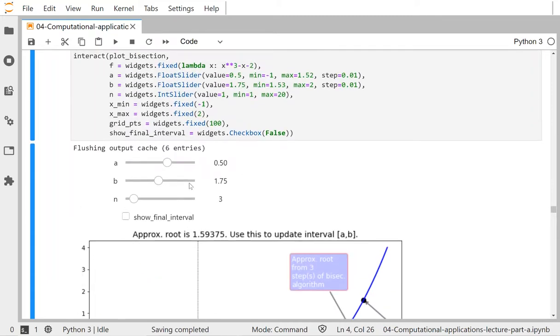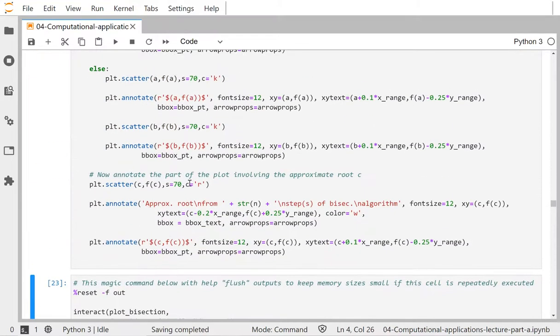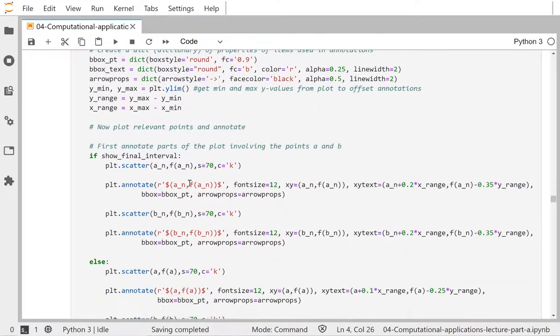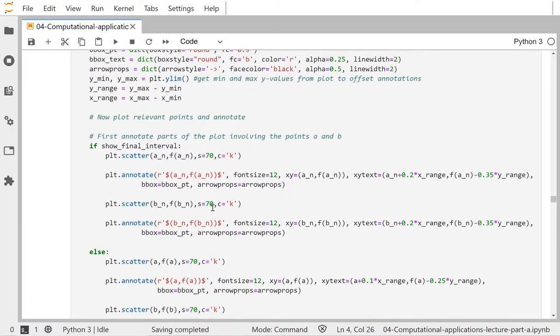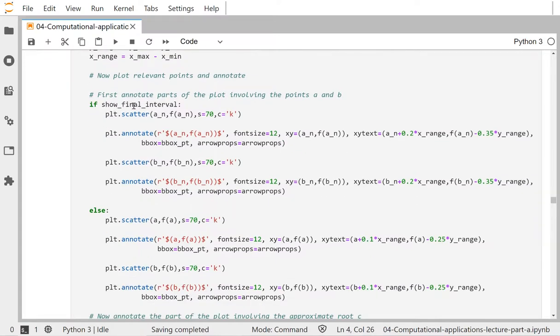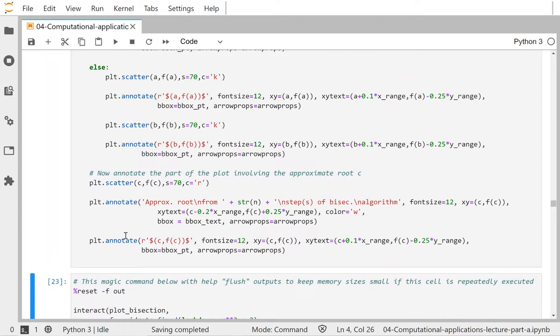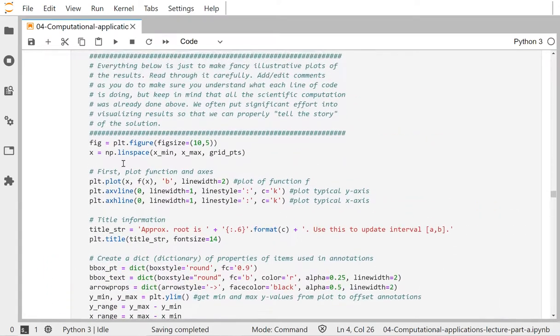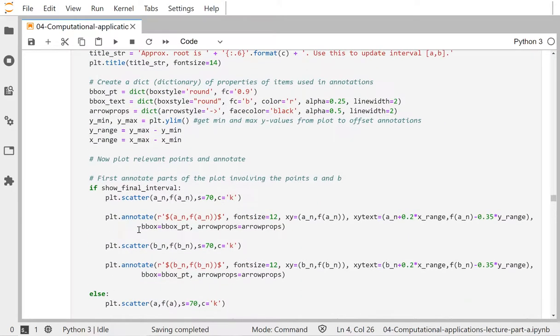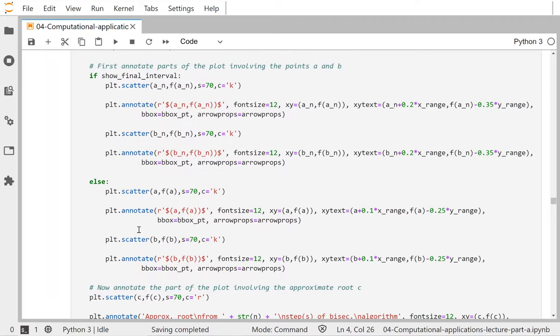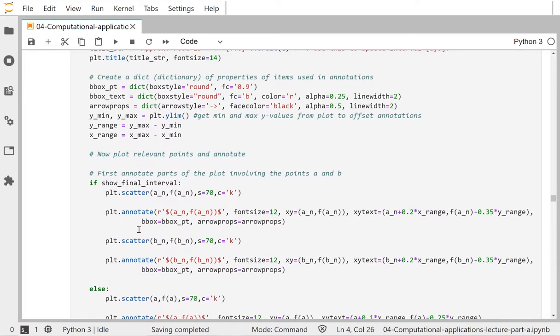Hopefully this helps you understand the bisection algorithm more and how to make some fancy visualizations and annotations. I know it looks like quite a bit of code, but a lot of it is the same style. Scatter, annotate, and then whether or not you show the final interval changes what scatter plot or annotation we're making. But it's really just a lot of scatter plots and annotations and some of the basic plots of plotting some axes and the functions, and that's it. There's not a whole lot of conceptual complexity to it. There's just a good amount of code that I kind of copy and pasted and adjusted for each of these pieces.